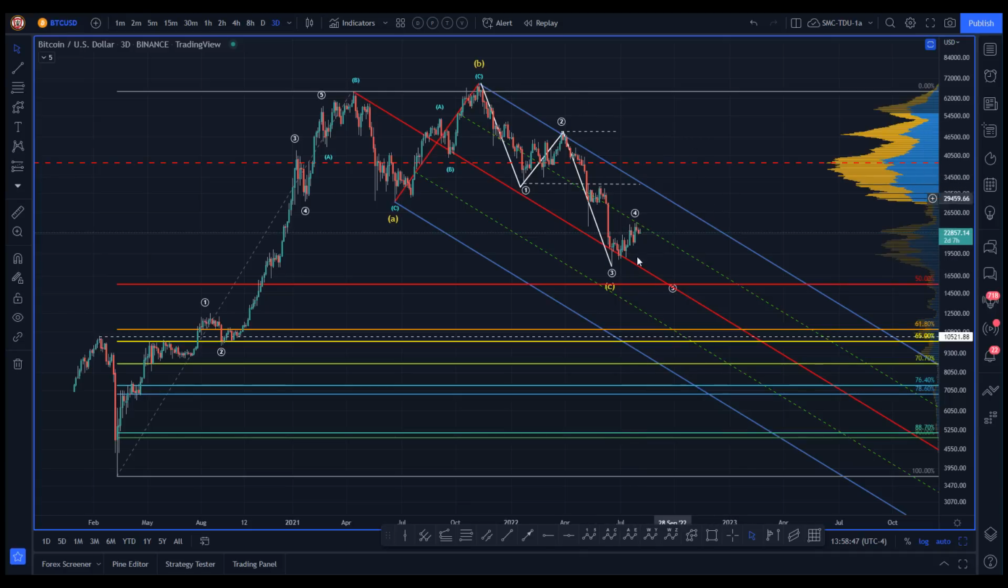So looking at this, we would much prefer to see, let's put it back together here, an ABC. We want this to be an ABC. Now it could be part of a WXY, it really doesn't matter. What we want is a 3 here. And you can see how that could play.